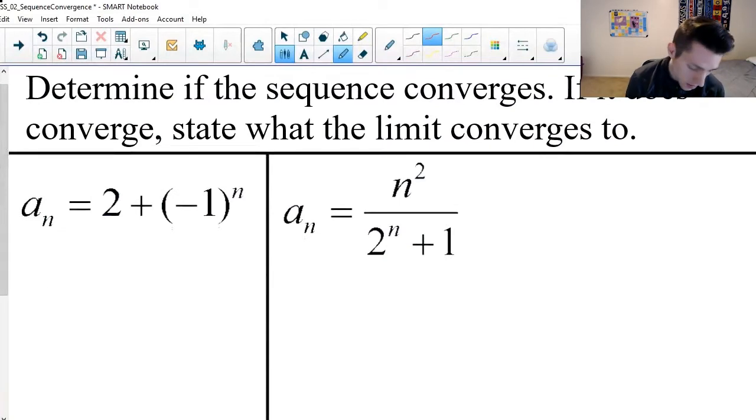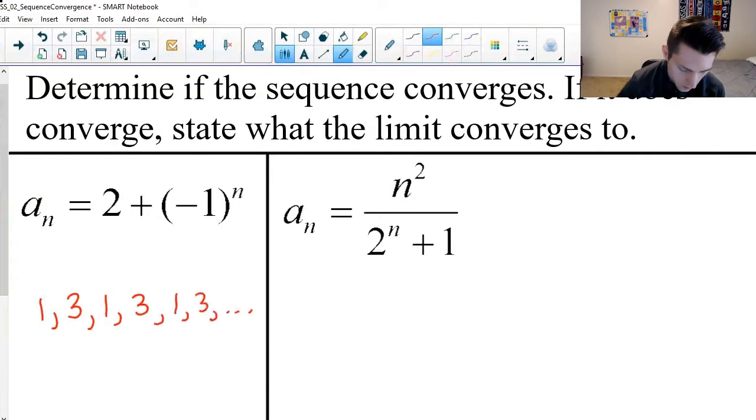Remember that this sequence looked like if I plug in 1, I get 1. If I plug in 2, we get 3. If we plug in 3, we get 1. If we plug in 4, we get 3. And this was just an alternating sequence between 1 and 3. Those are the only possibilities we will ever get from this sequence, because all that's happening is either the -1 is to an even power or an odd power. So it's either 2 plus 1 or 2 minus 1, 2 plus 1, 2 minus 1, back and forth forever.